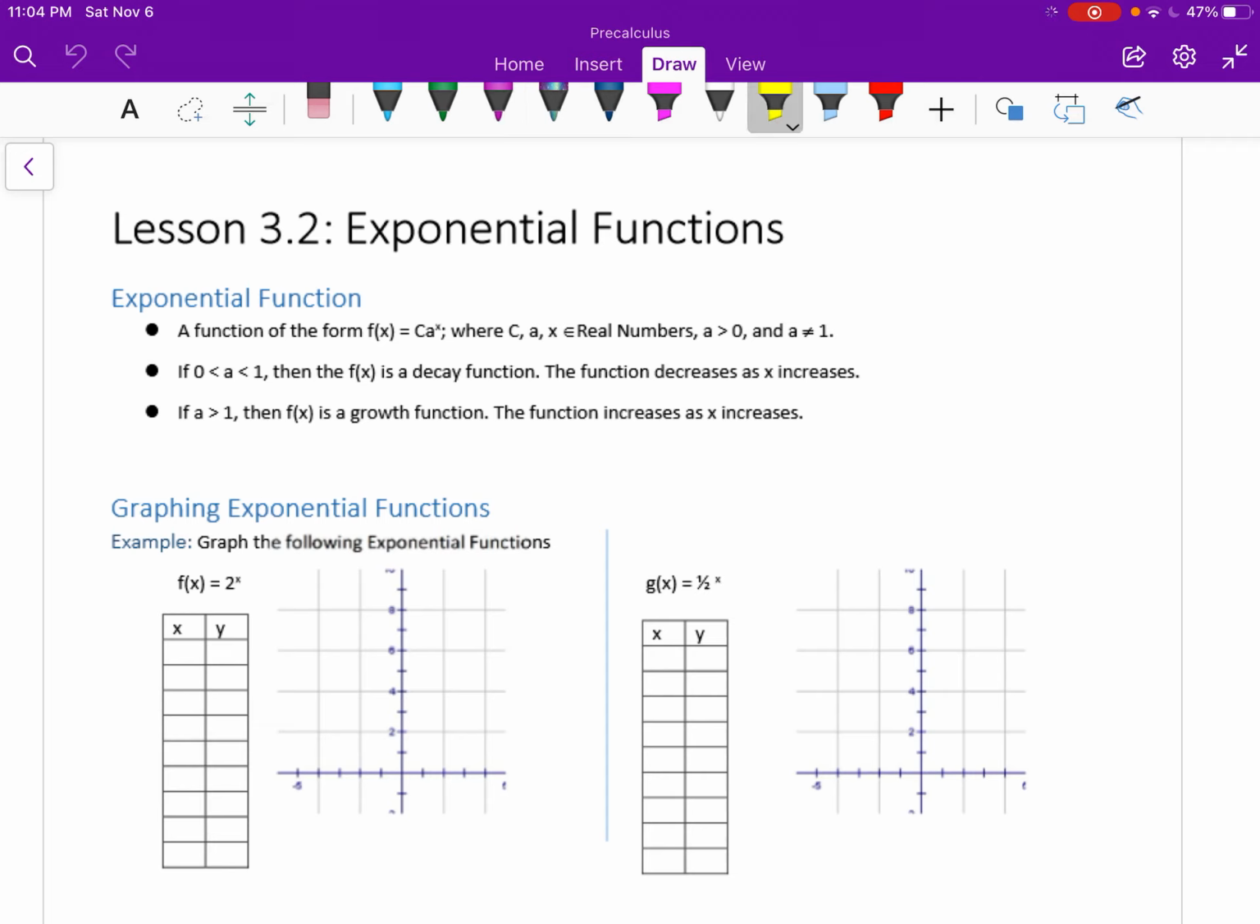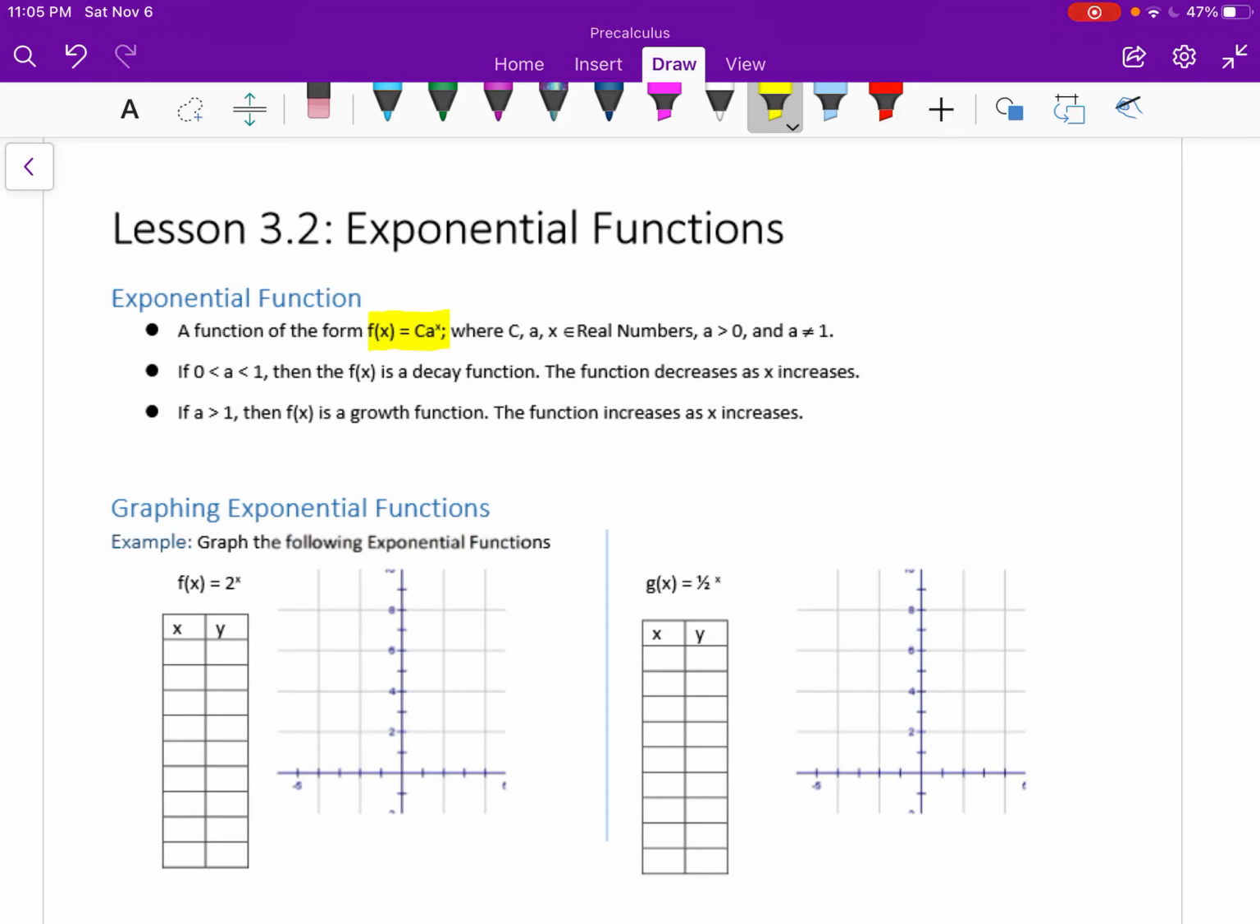An exponential function is a function in the form f of x equals c times a to the x, where c and a and x are all real numbers. A is greater than 0. If it was negative, then we would end up with some really wacky graphs and imaginary numbers. And then we don't let a equal 1 because 1 to any power is still just 1. So that's not an exponential function.